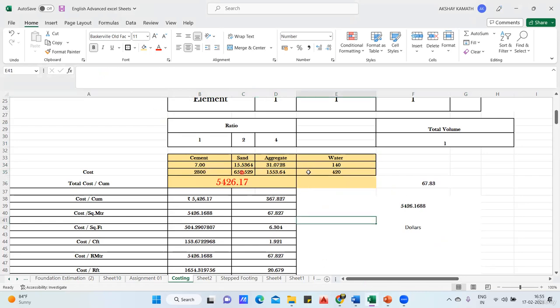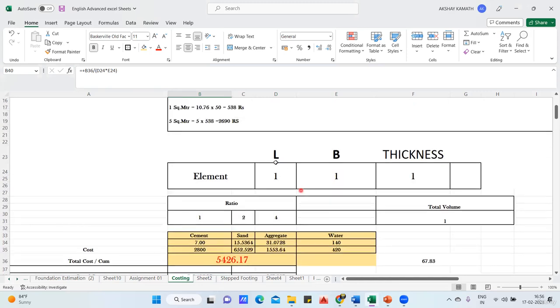Now, whatever rate is available in your area, make use of that rate and do the calculation. Finally, I got the rate as 5426.17 per cubic meter. Okay, fine. So if somebody asks you to tell the rate in square meter, what are you going to do? This is a rate per cubic meter. It's very simple. Whatever rate you have got, you should divide it by area.